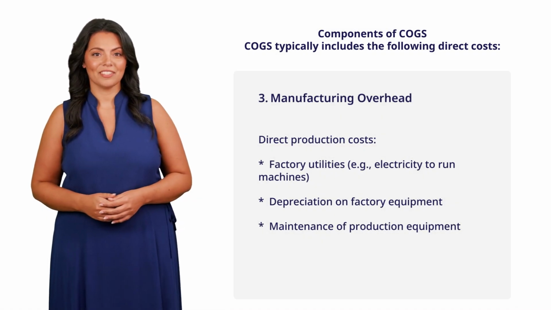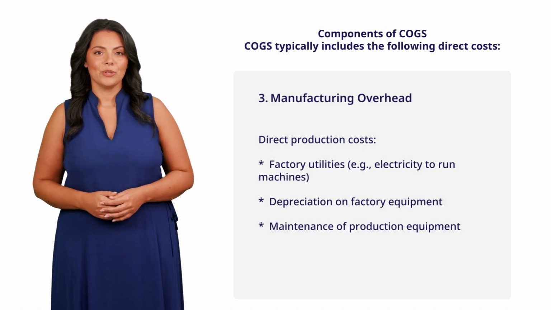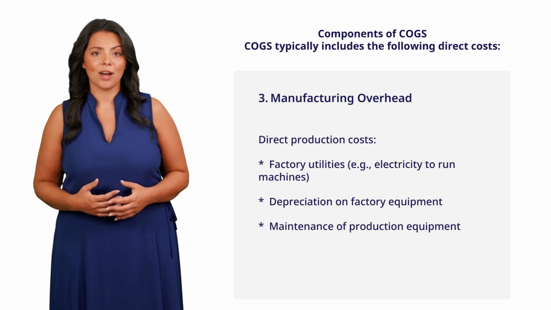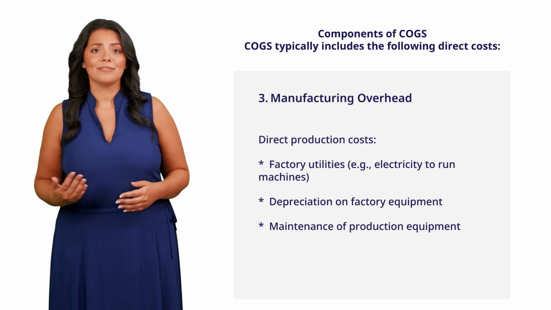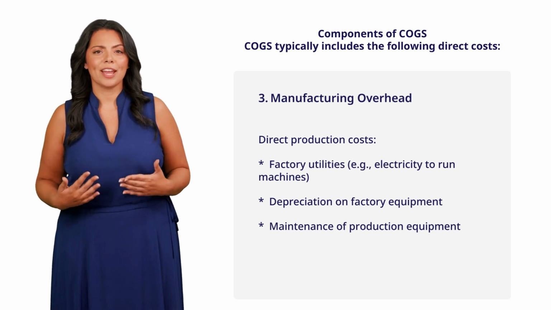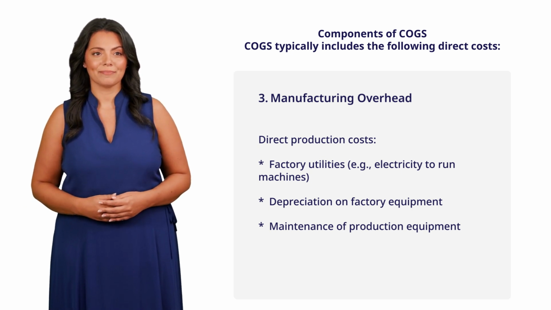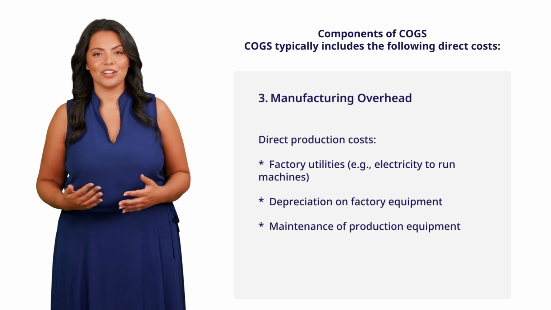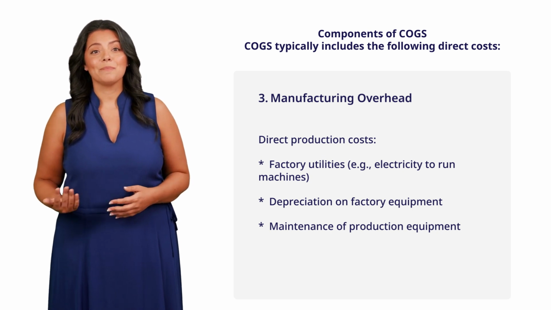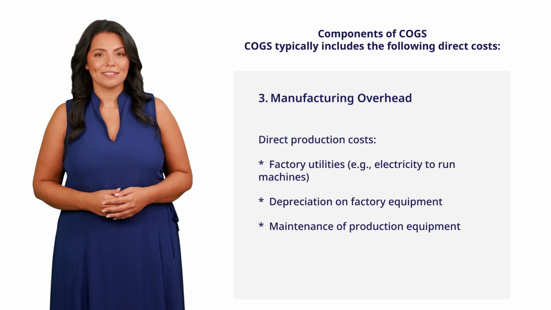Another area that needs to be included in the cost of goods sold are the manufacturing overhead costs. These are the direct production costs that are not classified as direct materials or direct labor. Direct production costs can include the factory utilities such as electricity to run machines, the depreciation on factory equipment, and the maintenance of production equipment.